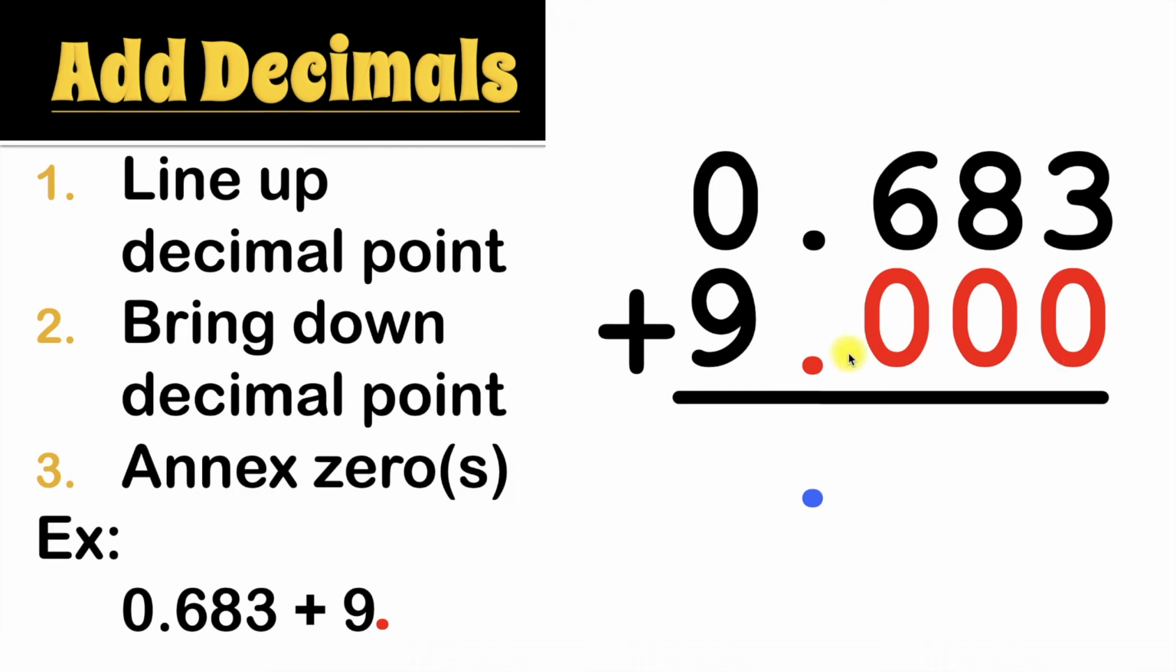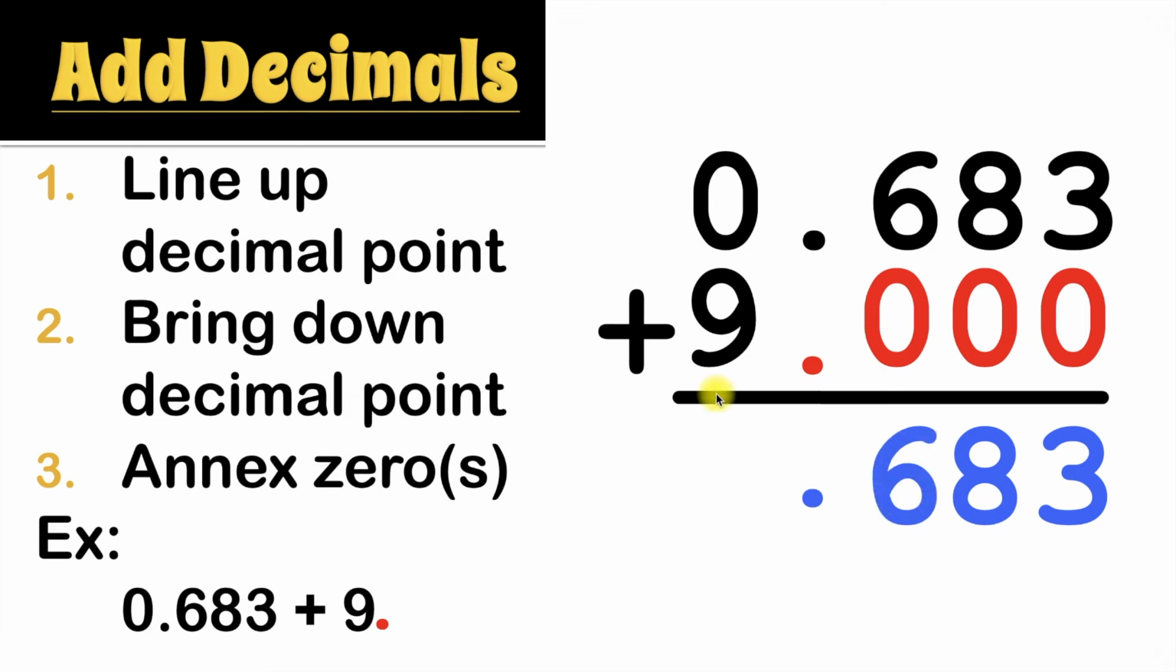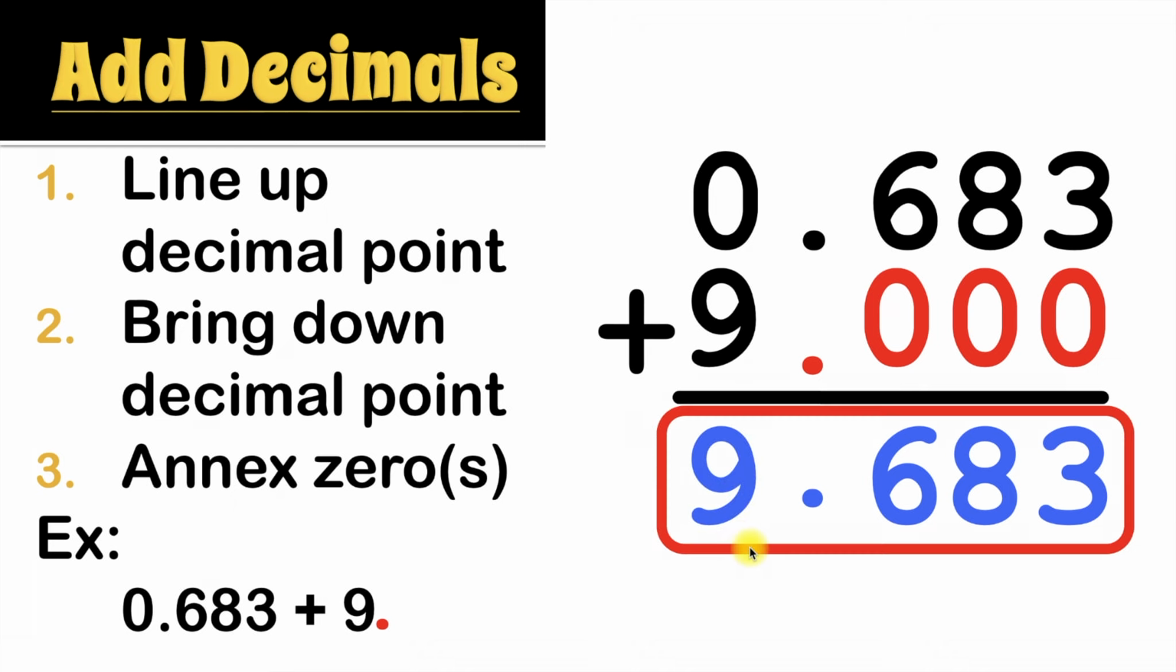So now that we've got all of our zeros annexed, our decimal points lined up, we're finally ready to work. So we'll start our addition, and as always, we'll start all the way to the right. 3 plus 0 equals 3. 8 plus 0 equals 8. 6 plus 0 equals 6. And 0 plus 9 equals 9. Making our final answer 9.683. Properly read as 9 and 683 thousandths.